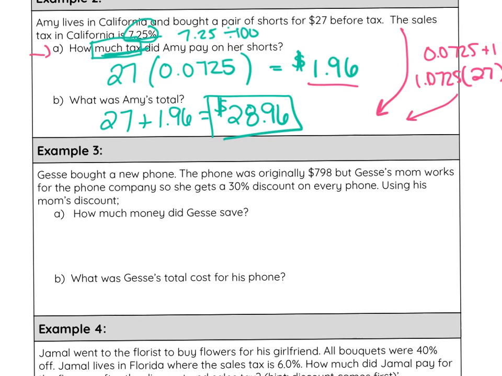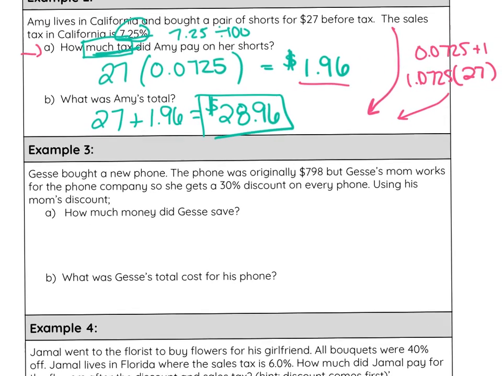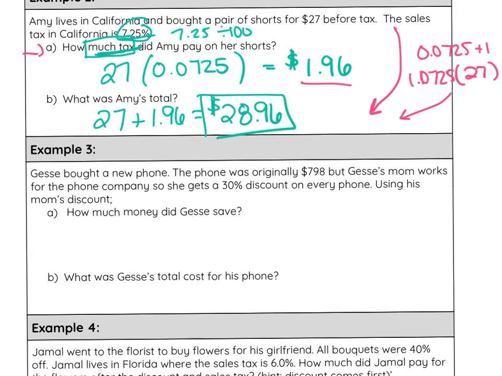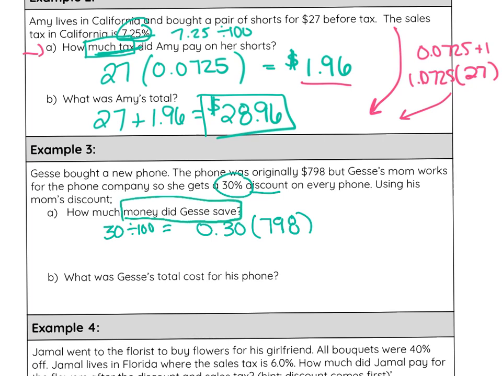So, similar to example 2, the discount is a markdown, but we can solve it just how we solved example 2. So Jessie bought a new phone. The phone was originally $798, with a 30% discount. So first, change that to a decimal, dividing by 100, or moving the decimal twice to the left, 0.30. Then you multiply that by 798. Now, again, we're not subtracting from 1 or adding.